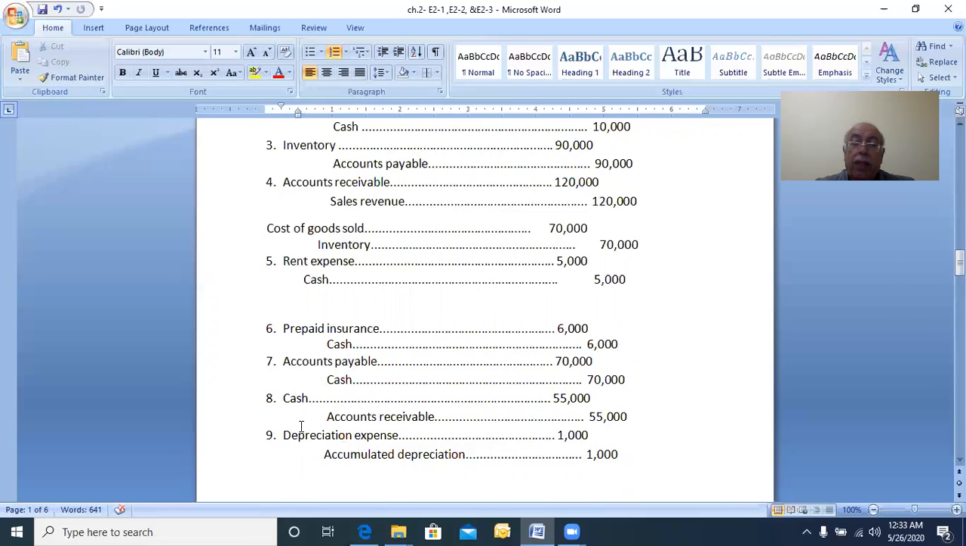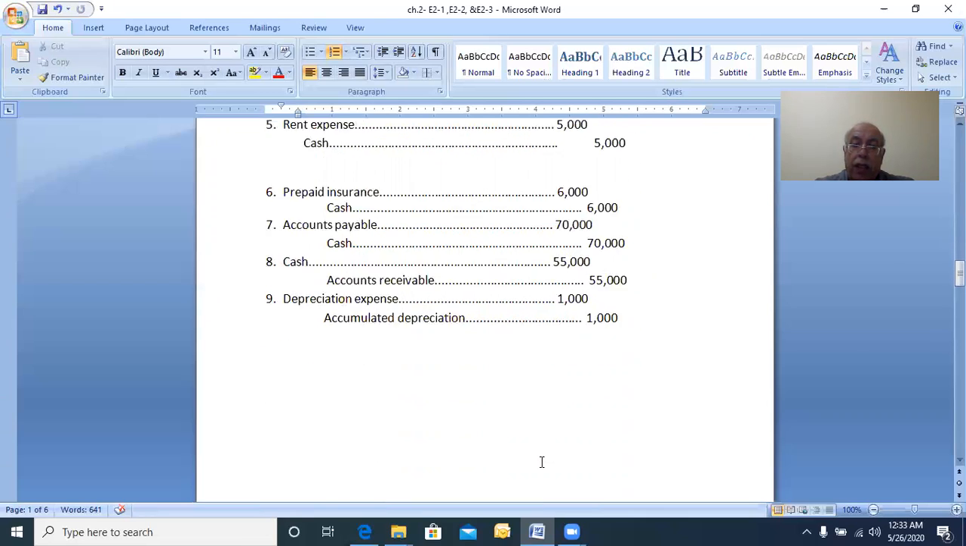The last thing here is depreciation expense, as we used the equipment during the specific period. That means during the month it was 1,000, and the accumulated depreciation is credited by this amount.